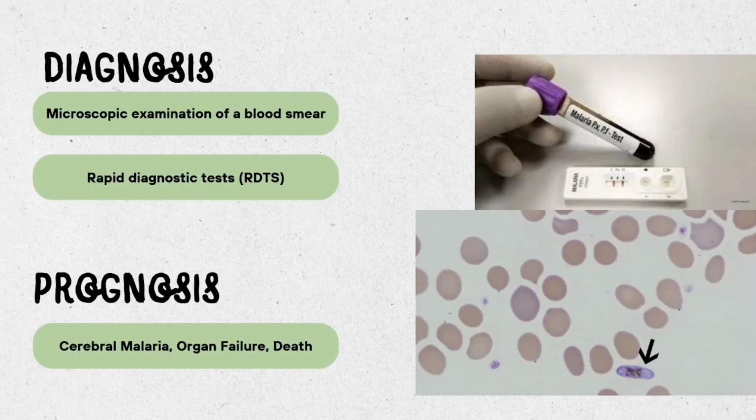Malaria can be diagnosed in two ways. Most commonly, it is through a microscopic examination of a blood smear, where doctors take a sample of a patient's blood and look for the parasite under a microscope. Rapid diagnostic tests and PCR tests can also be used to check for the presence of a parasite. With early treatment, malaria is curable, but if it's left untreated, it can cause severe complications, such as cerebral malaria, organ failure, and in worst cases, death.